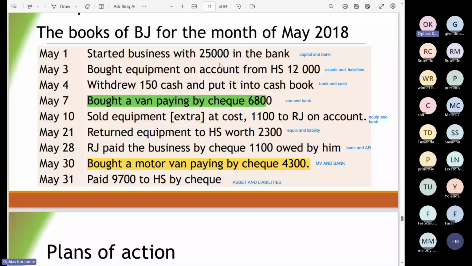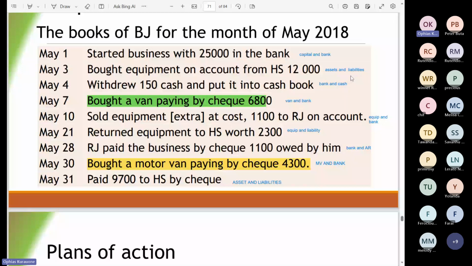The amount which we receive through bank should be debited, and the amount which we pay should be credited. Everything which affects the bank, you can check here. For example, on 1 May, started the business 2,500. That is bank. Then the other one is withdraw money. If we withdraw this money, it is not going to be debited, it's going to be posted on the credit side. The item paid by check is going to be on the credit side.